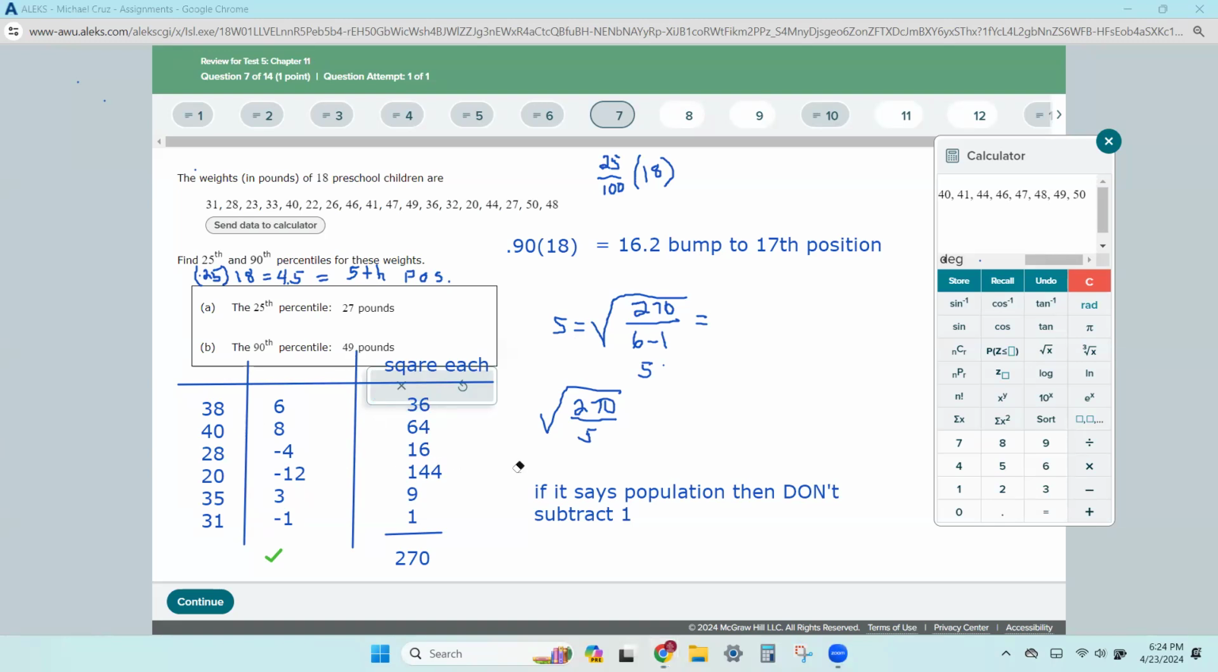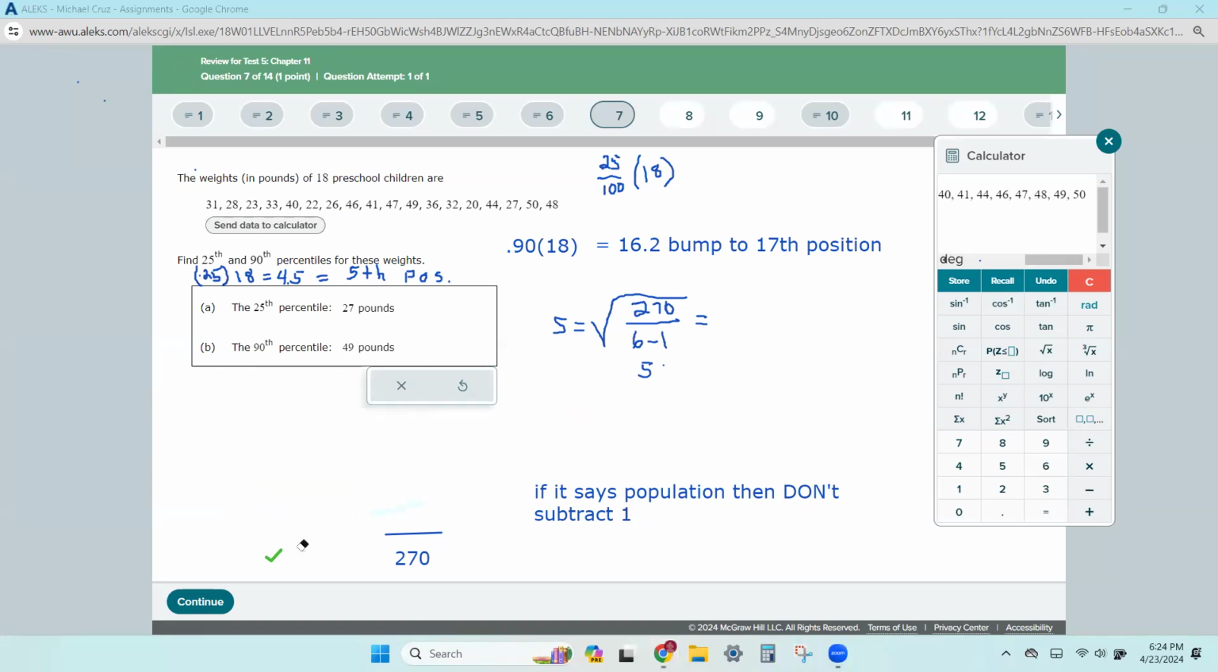All right. Any questions? So I'll just outline the process. We are multiplying the decimal equivalent of the 25th percent by 18, and then it's 4.5. We bump it up, so the 5th position is what we want. So we look for the 5th position in the sorted data. Same thing for this one. We do 0.9 times 18, and that gives us 16.2. So we bump up to the 17th position, and that was the 49.